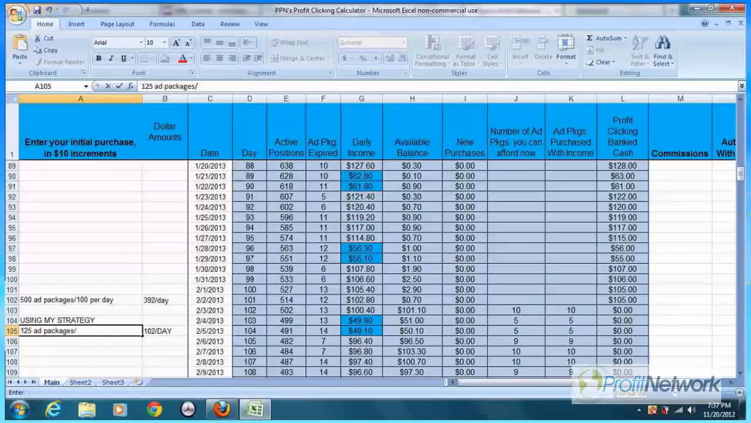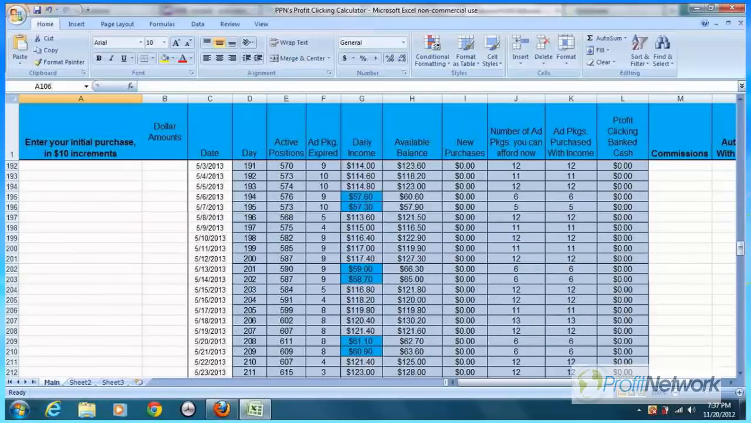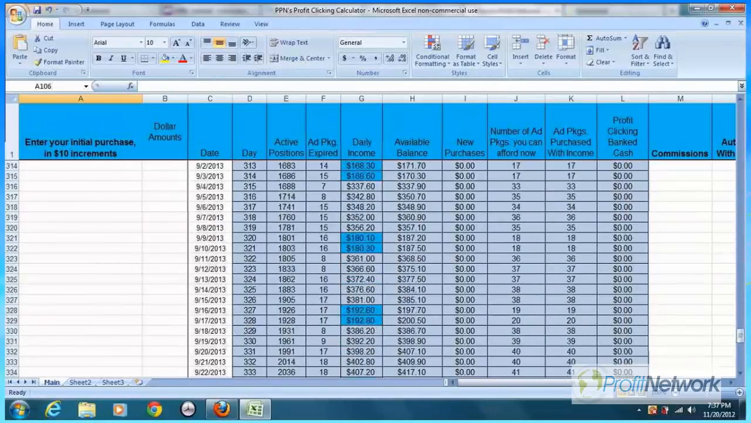$22, $24, $25 a day. Okay. $25 per day. So obviously, you're looking at me like, this doesn't really add up. But what happens is, since you let all this money accumulate, we're going to scroll down and see how much money you have sitting in your account when the next profit shift takes place.